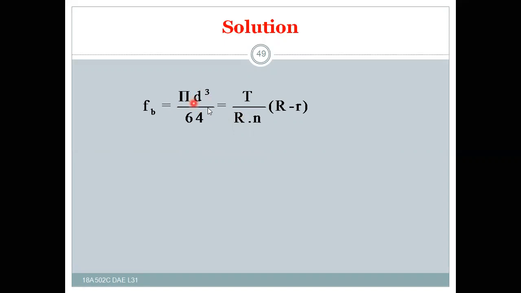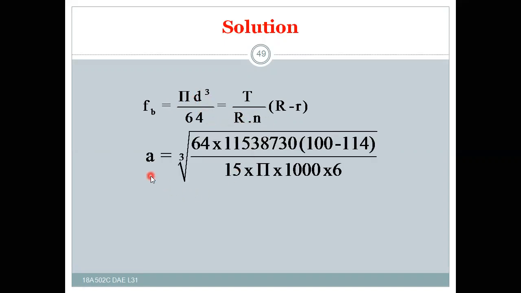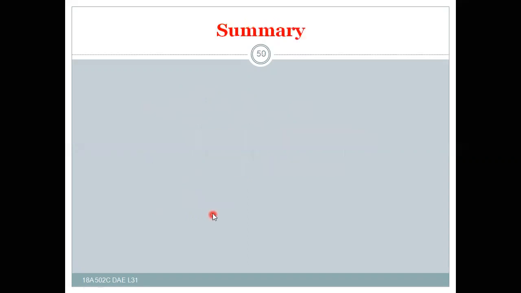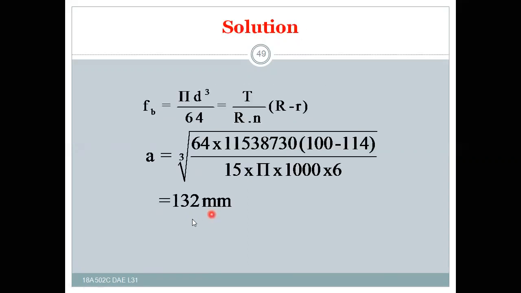pi a cube, sorry. This A is equal to, after bringing this to this side, you will get your major axis 132 mm for the arm. And from this you can also calculate the minor axis, which is half of this one. That is, you can say simply 76 maybe.